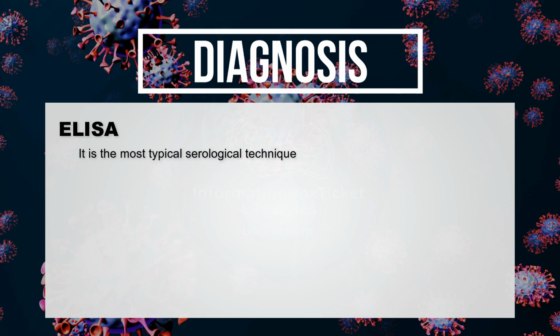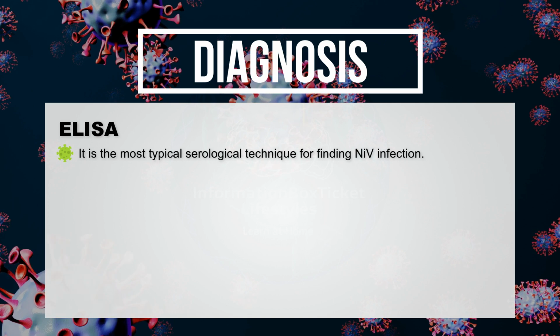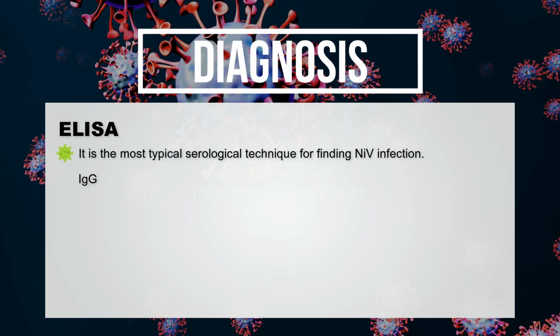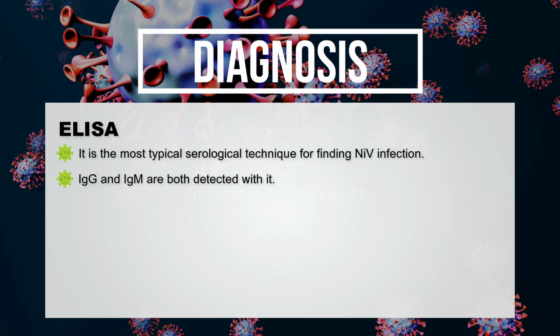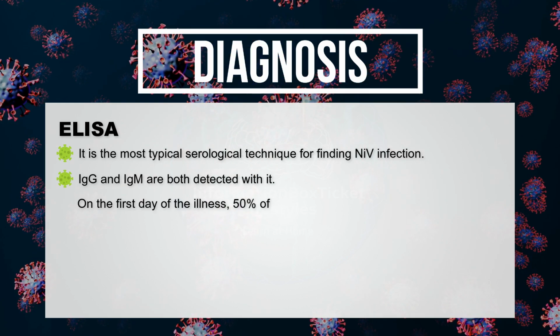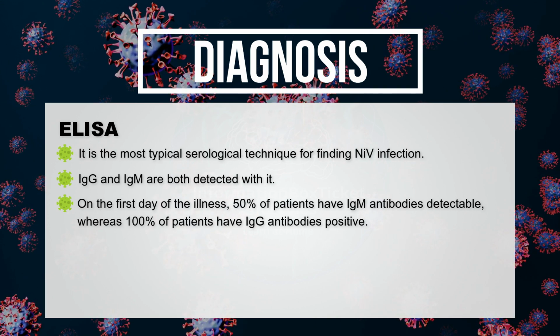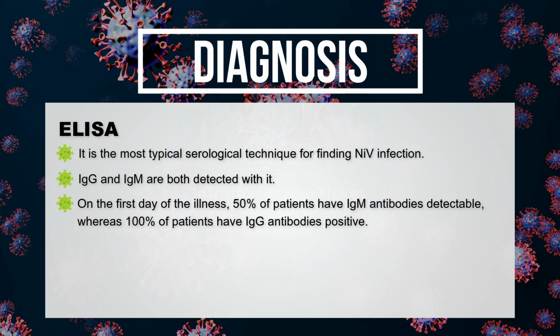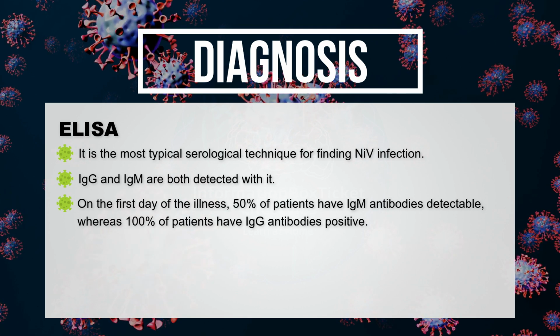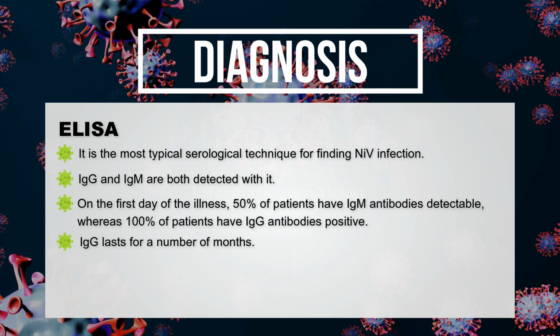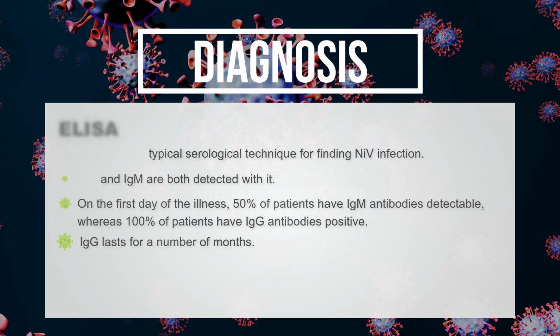ELISA. It is the most typical serological technique for finding Nipah virus infection. IgG and IgM are both detected with it. On the first day of illness, 50% of patients have IgM antibodies detectable, whereas 100% of the patients have IgG antibodies positive. IgG lasts for a number of months.